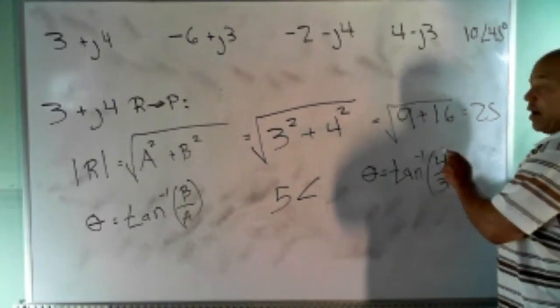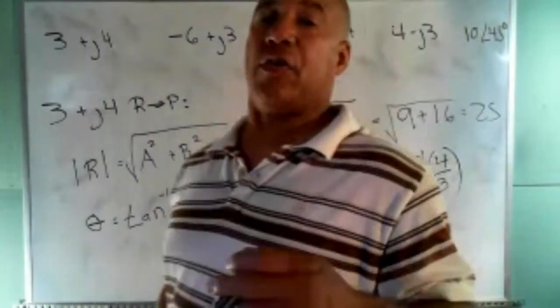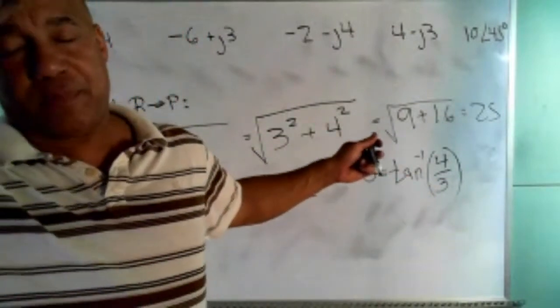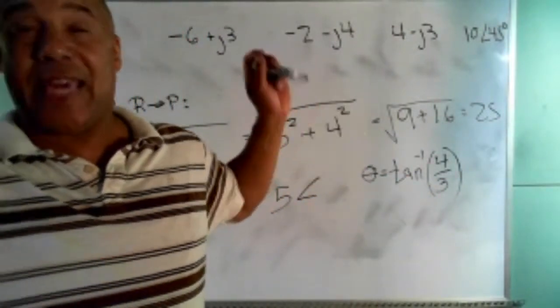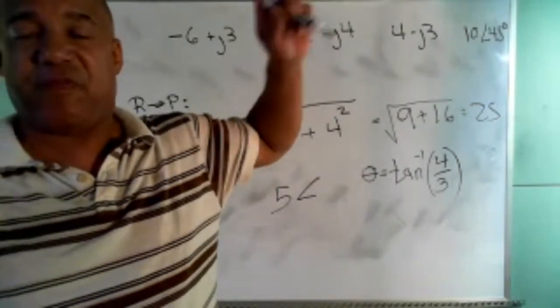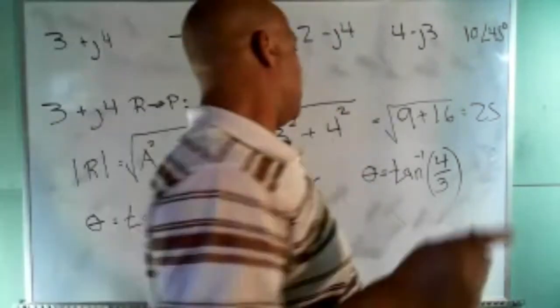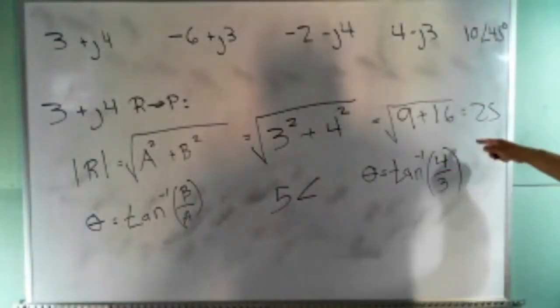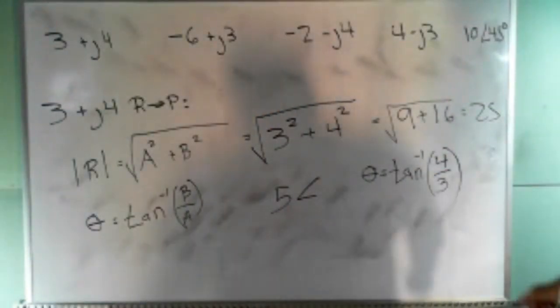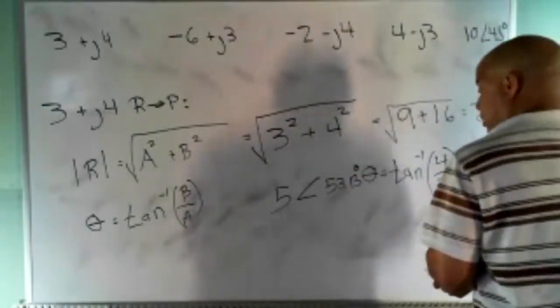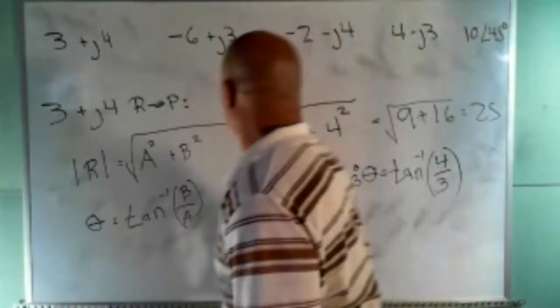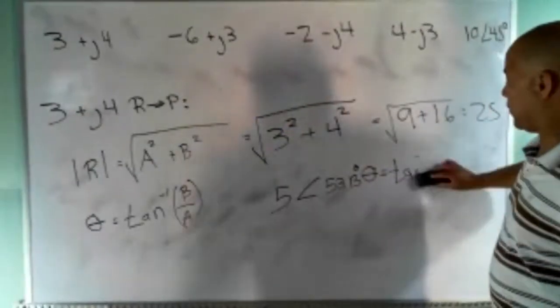Now I need your help on this. Make sure your calculator is in degrees. Keep it in degrees. The only time you put it in radians is when you have a sine, that thing that I showed you last time. But make sure you're in degrees, and somebody take the inverse tangent of 4 over 3 and tell me what you got. Do the calculation for me. 53.13. 53.13 degrees. All right. So there's an example of how you do that.